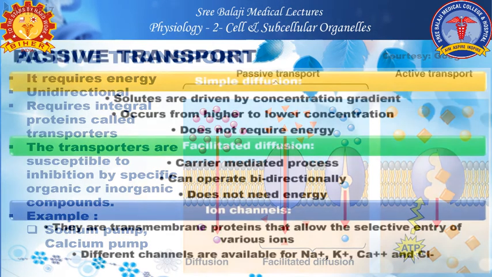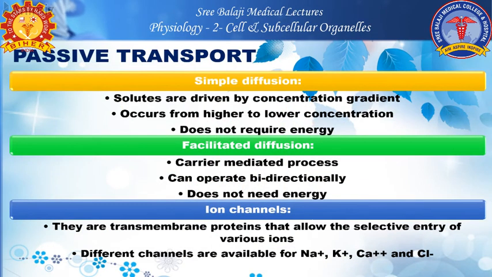What are ion channels? They are transmembrane proteins, present in the membrane, that allow the entry of ions. What are ions? Ions like sodium, potassium, calcium and chloride. So for the transport of substances like sodium, potassium and calcium, you have special channels called ion channels, which are nothing but transmembrane proteins.